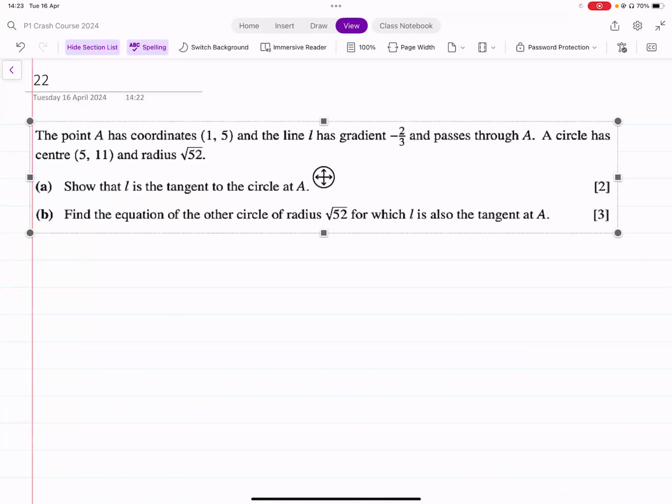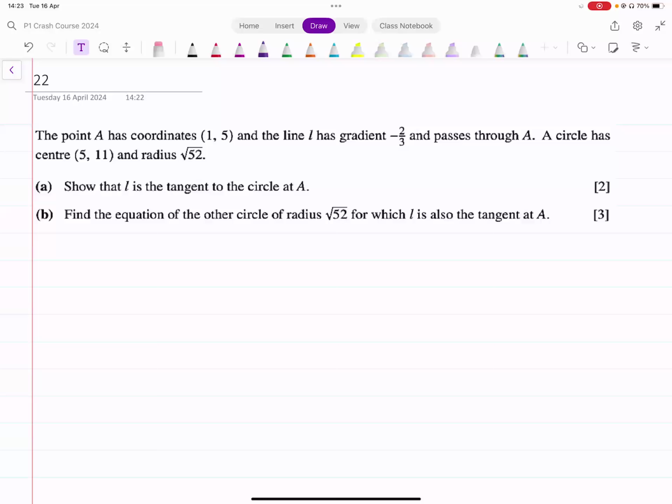Okay, so this is question number 22 from this worksheet. It says the point A has coordinates (1, 5), and the line L has gradient minus 2 over 3, and this line L passes through the point A. A circle has center (5, 11) and radius square root of 52. Show that L is the tangent to the circle at A.